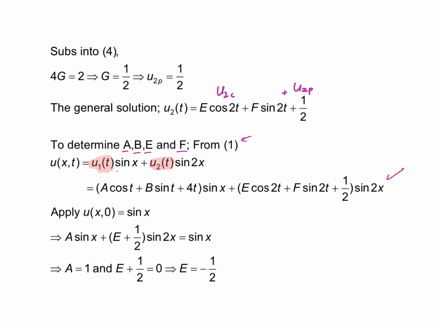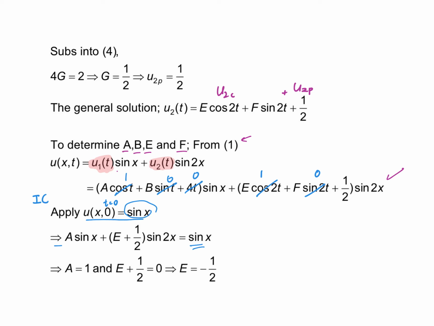Now we are going to use the initial condition in the BVP. So we have u at 0 is equal to sin x. We just substitute t is equal to 0 in the general solution. So cos 0 will be equal to 1, sin 0 will be equal to 0, 4 times 0 will be equal to 0, cos 0 will be 1, and sin 0 will be 0. And then we will have A sin x plus (E plus 1 over 2) sin 2x equal to sin x.